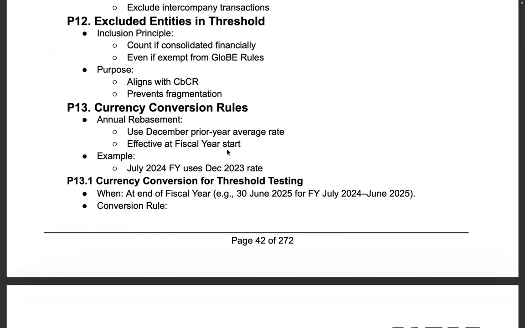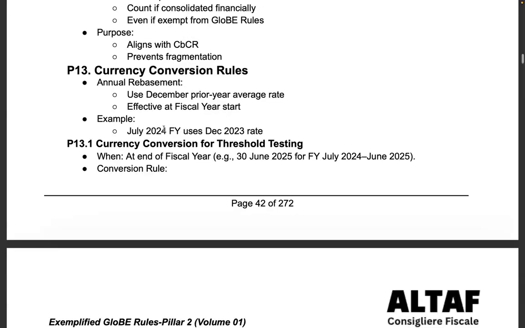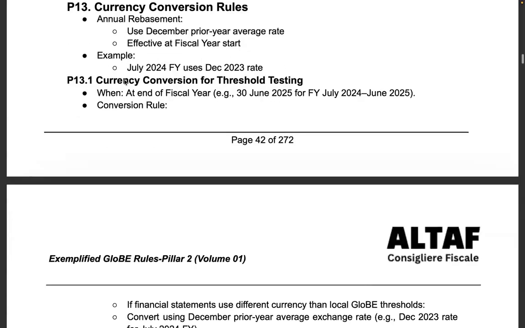If there is a currency that needs to be converted and we are confused as to what to consider because of the fluctuation of the rate, then we use the December prior year average rate. In December, what is the average rate? That rate we will consider at the year start of the current year. Example: the July 2024 financial year uses the December 2023 rate. That's an example given under paragraph 13.